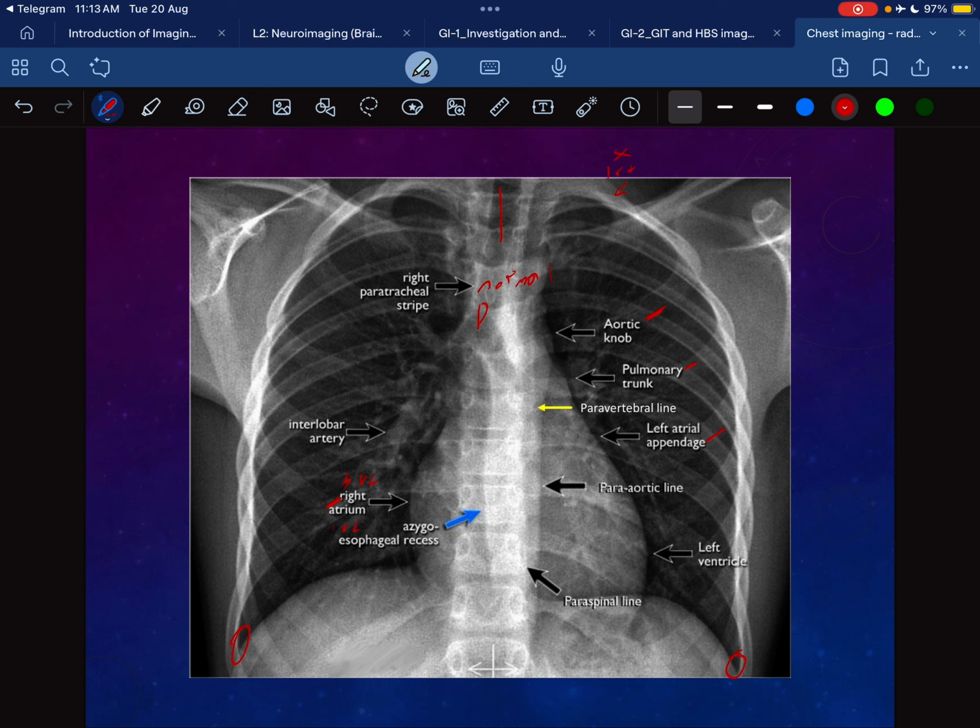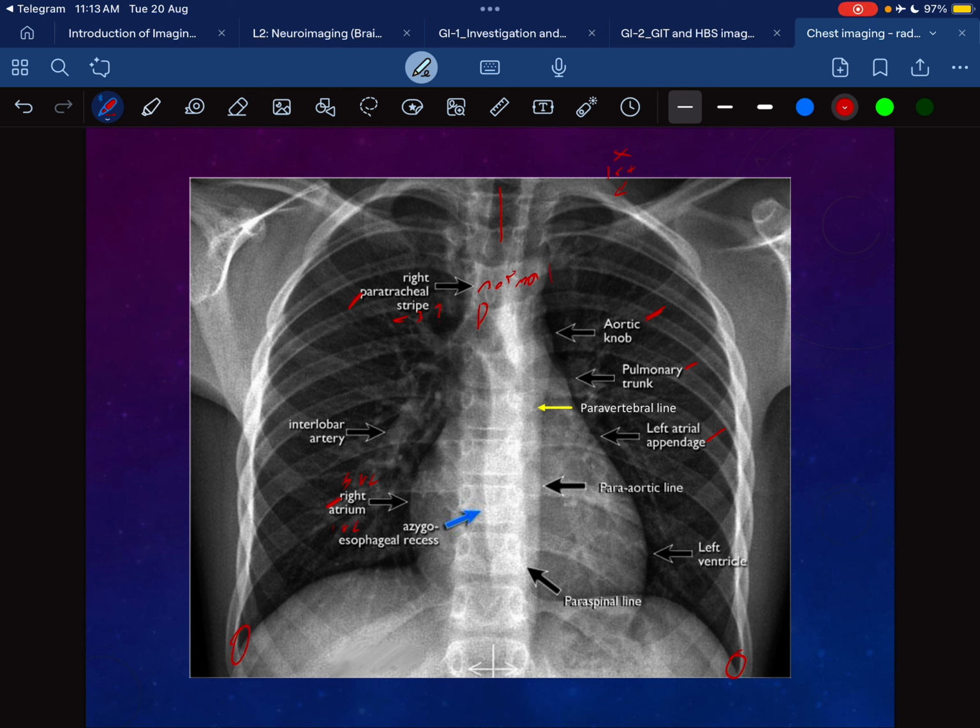Once you assess all areas, you check the stripe of the paratracheal, right paratracheal, left paratracheal. It's not normal to have more than 3 or 4 millimeters in the paratracheal stripe, especially on the right side. When it's widened or enlarged, it indicates there is an abnormal mass in the mediastinum.